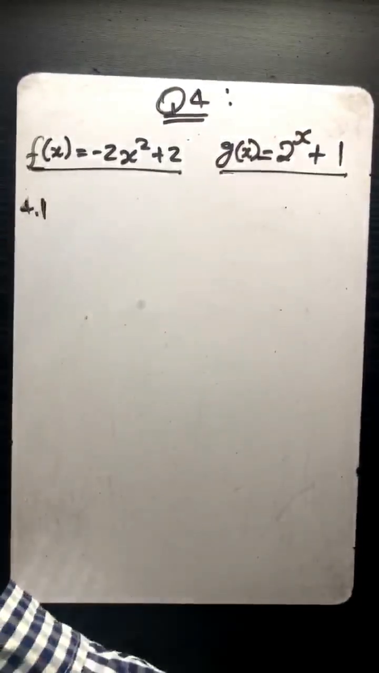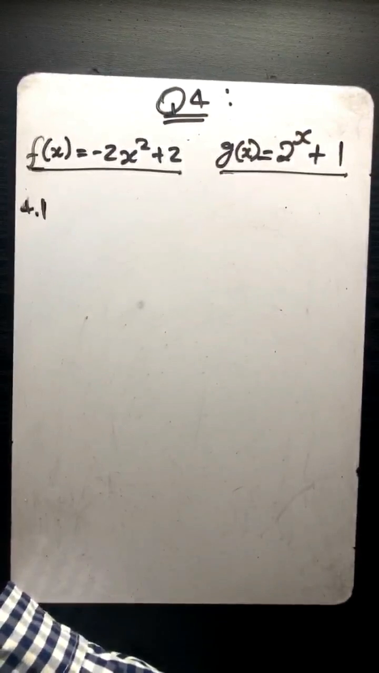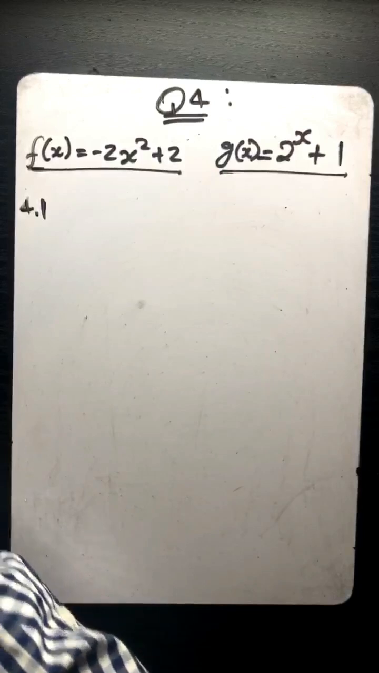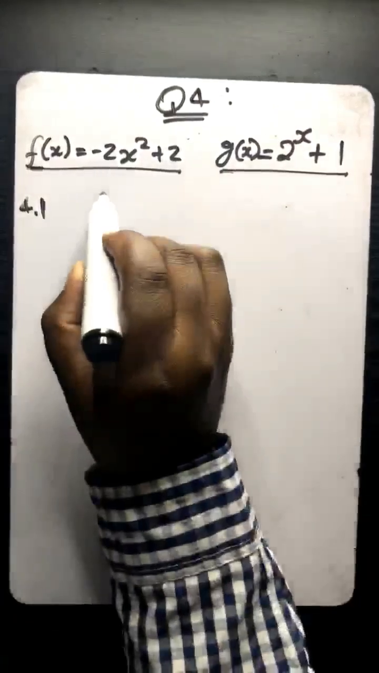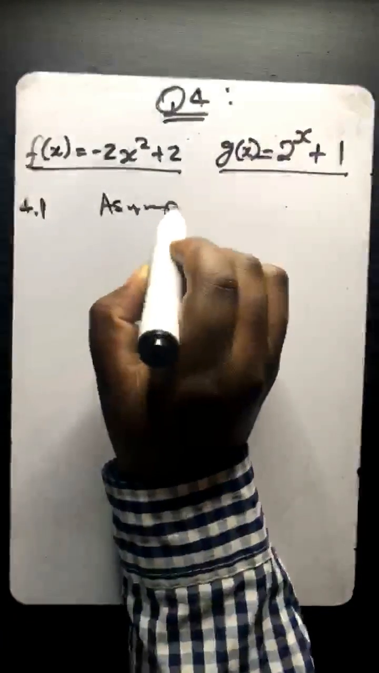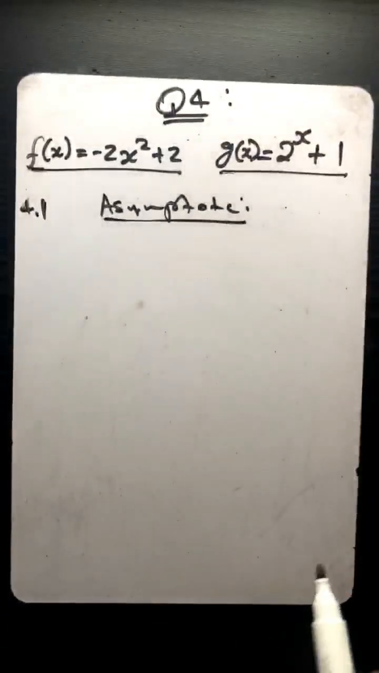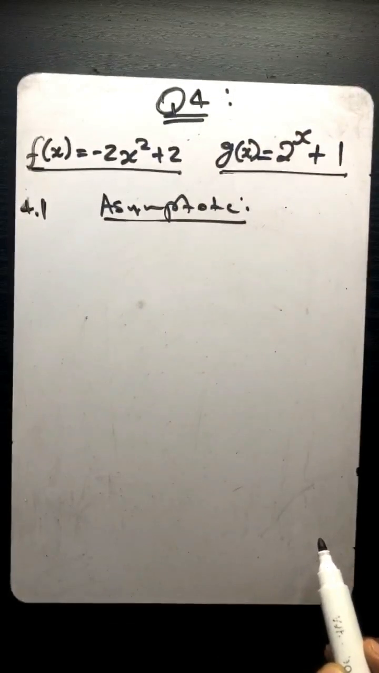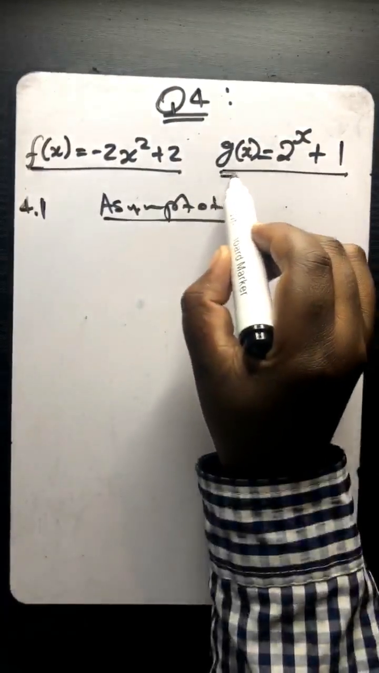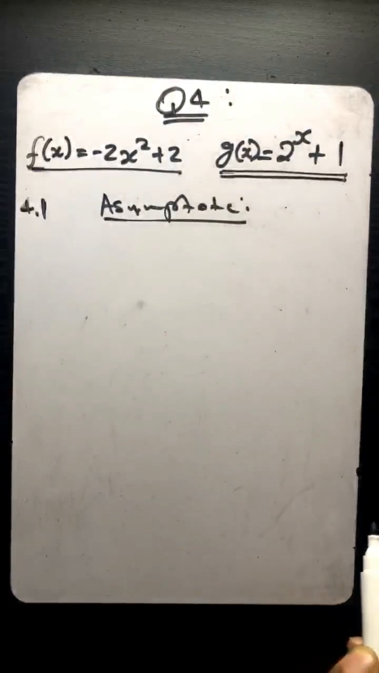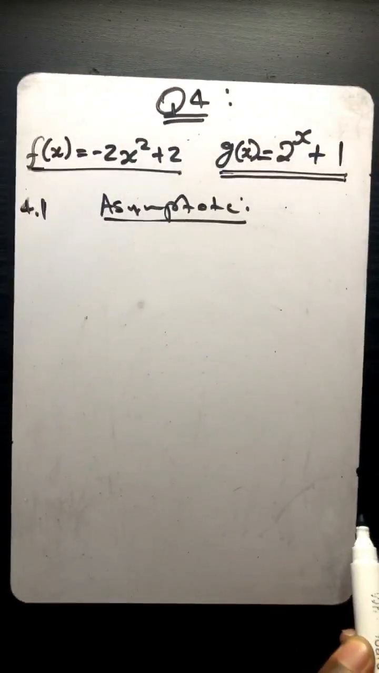4.1, what are we having there? They are saying write down an equation of the asymptote of g. Can you see? Now, this word asymptote, it's not a new word. It was discussed when we started with this lesson. But guess what? I might not have explained how you get an equation of an asymptote for an exponential function. And this is what happens.